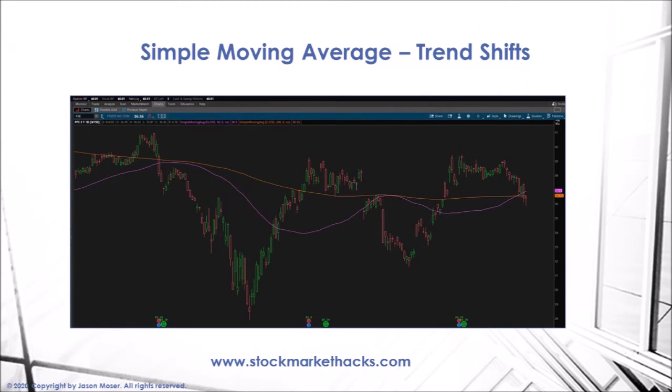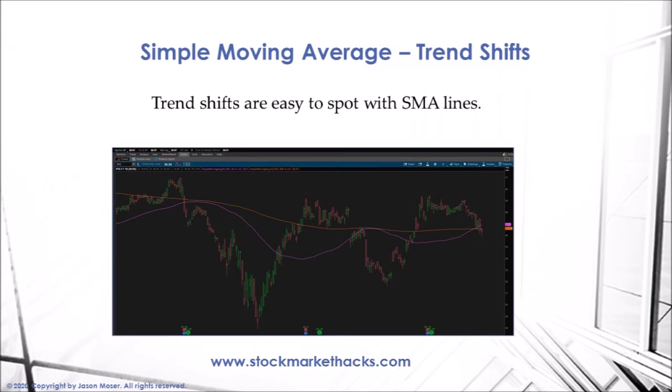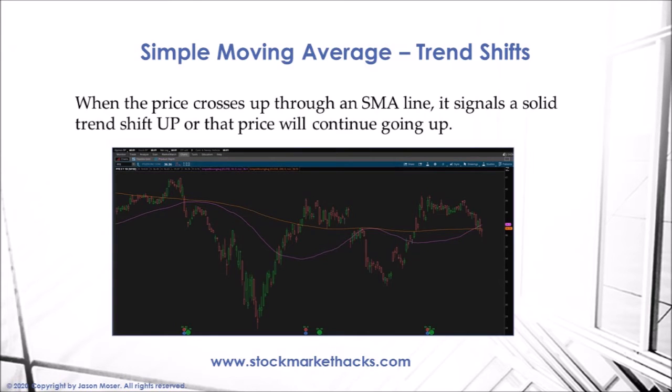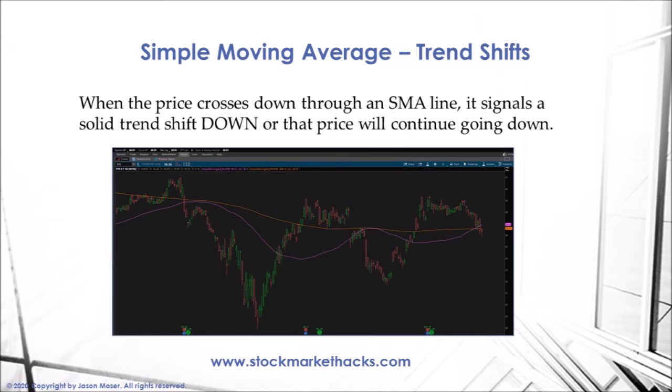Simple moving average, trend shifts. Trend shifts are easy to spot with simple moving average lines, and are the more common indications. When the price crosses up through the SMA line, it signals a solid trend shift up, or that price will continue going up. When the price crosses down through an SMA line, it signals a solid trend shift down, or that price will continue going down.